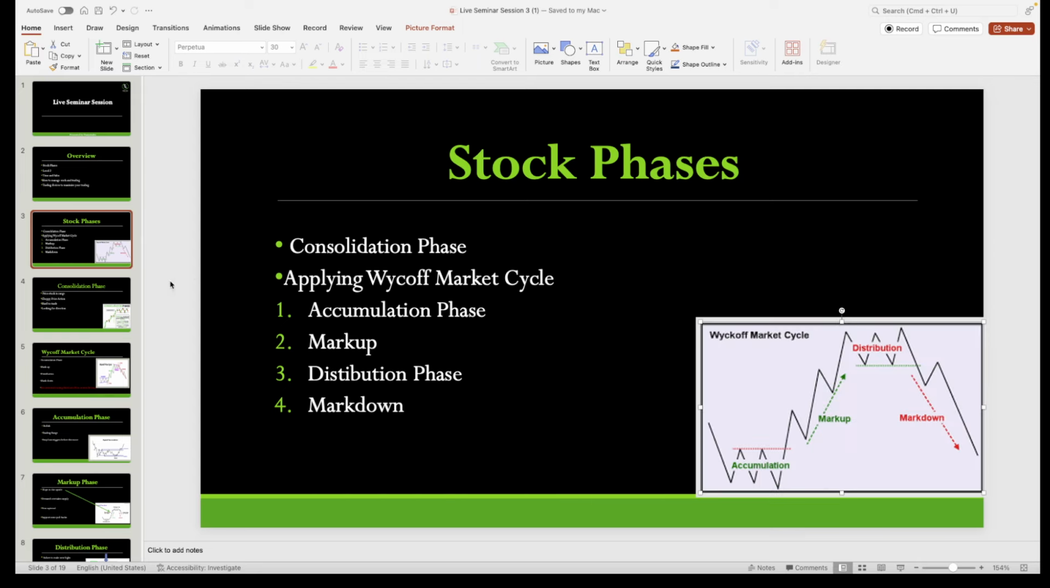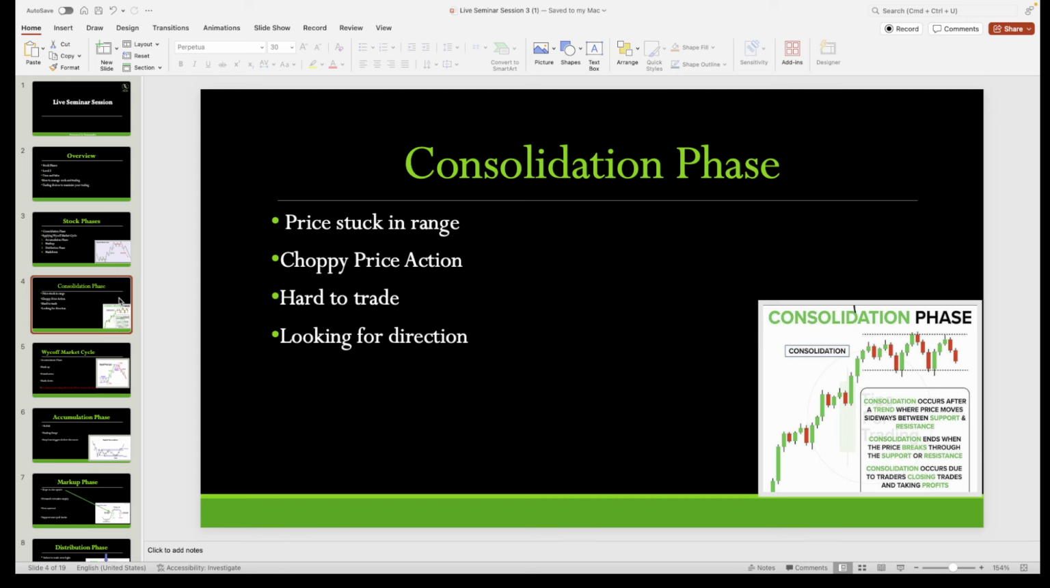Now, I want to move on first with the consolidation phase, right? With the consolidation phase, what you have here is price will be stuck in a certain range, and it happens a lot after a stock makes a move and breaks an area of prior resistance or support, and then it'll test certain areas. So again, this is choppy price action. This is when a play is looking for direction, and it happens a lot because traders are closing profits. Some traders are still getting into the play thinking it could break out, and other traders are looking for a short position potentially.